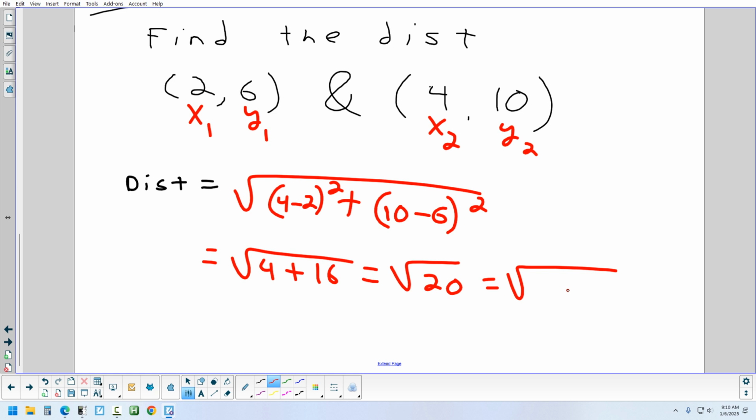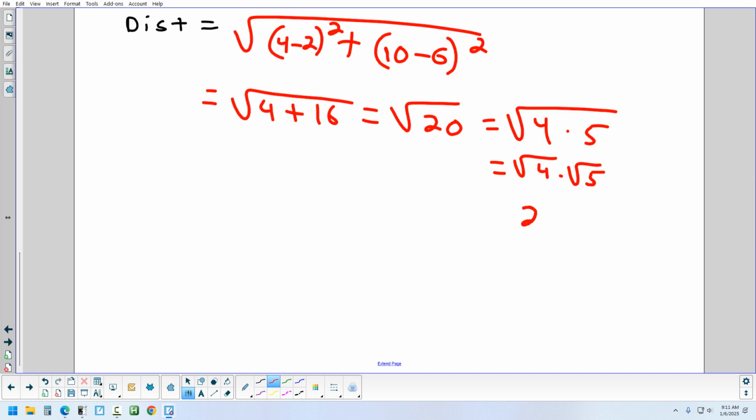So how can we break up 20 that way? Yeah, 4 and 5. And the rule when you have a product like that under the square root, you take the square root of each number separately. So we've got square root of 4 times square root of 5. And the square root of 4 is going to reduce. What does the square root of 4 reduce to? 2. So we get 2 square roots of 5, and that's the exact answer.